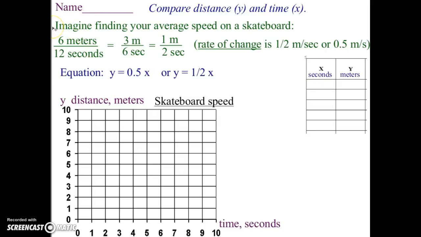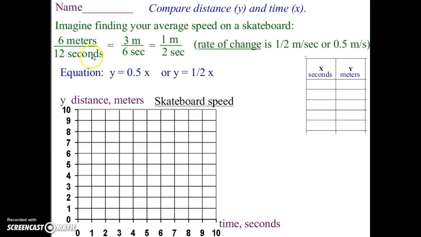Suppose you're riding a skateboard and you're trying to find your average speed on the skateboard. And so you've got a friend with a stopwatch, and you get a meter stick, and let's say you just pick 6 meters, and you mark the starting point and the stopping point on the street. And then you're going to ride your skateboard, and then he's going to hit his stopwatch, and he finds 12 seconds in 6 meters.